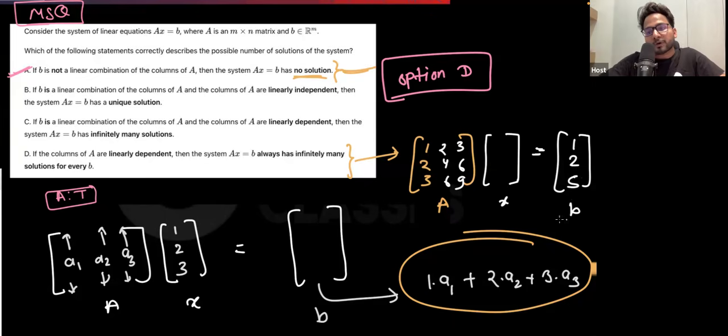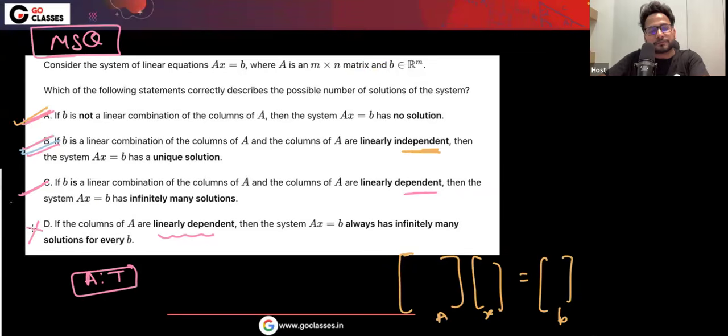Why? Because whatever you do, this is not 1, 2, 3. If it is a linear combination of the columns, then only you have the solution. If this is not a linear combination of columns of A, then obviously you don't have the solution. So whatever X you write, there is no solution. So that's why there is no solution in this case, and that's why it is false. So option D is false.